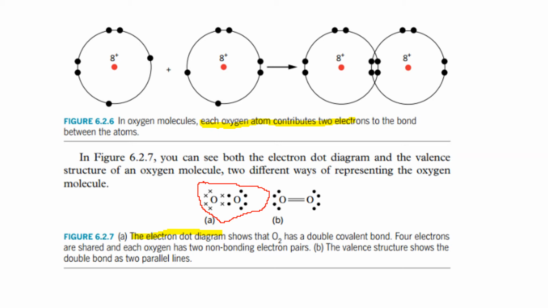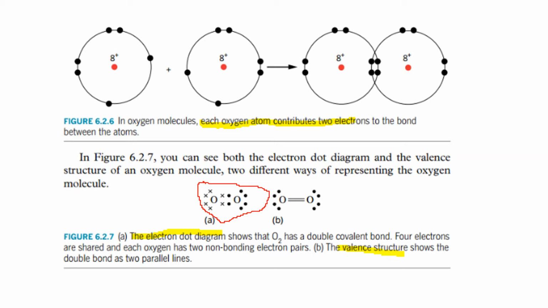The second diagram that we have is the valence structure. So what is the difference between valence structure and electron dot diagram? You can see the valence structure uses lines to represent the electrons that have been shared, whereas the electron dot diagram uses dots or crosses to show the electrons that have been shared. So there is a difference between the two. Alright, so we should be very clear. So this is the valence structure.